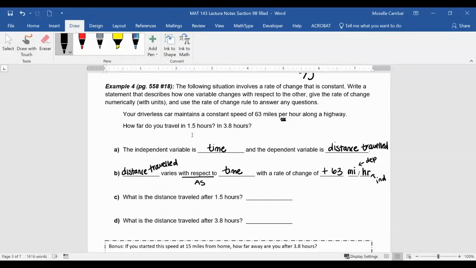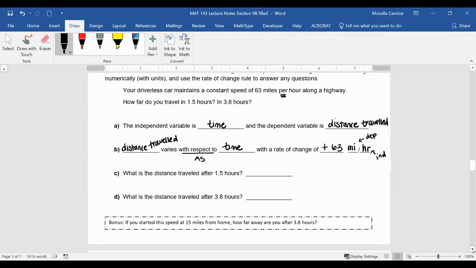Okay, now again, we want to find the distance traveled after 1.5 hours. Now this one, it would be a little bit hard to do just by adding, right? You have 63 plus whatever half of that would be, right? So instead of trying to do all that, remember multiple addition, same thing as multiplication. So we can just do 63 times 1.5. And we get 94.5 miles.